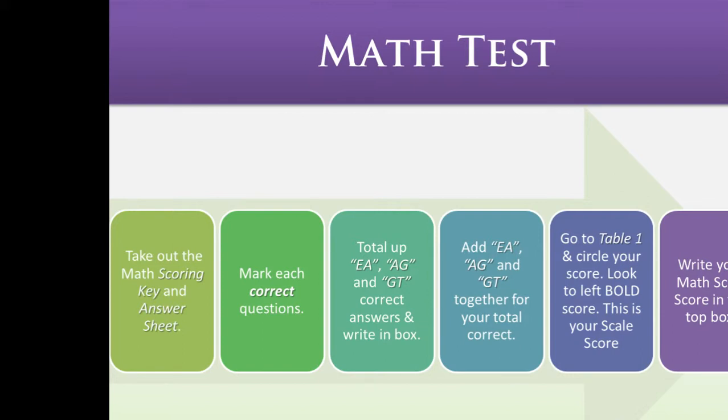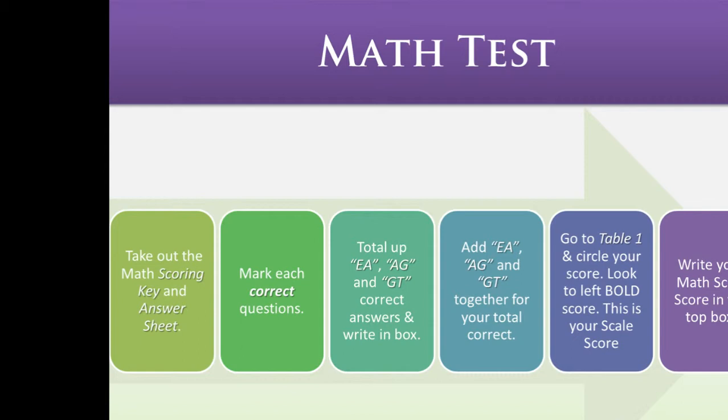Once you finish this, we're actually going to add up 3 subcategories on the math test. They're titled EA for elementary algebra, AG, and GT. So you're going to go through and total up all the correct marks that you got in the EA column. Once you have those totaled up, put the number at the bottom, and that tells you how many questions you got correct in the EA column.